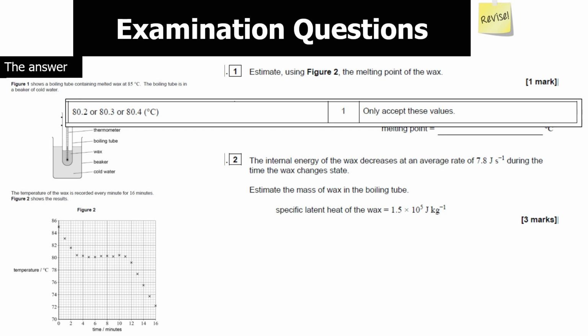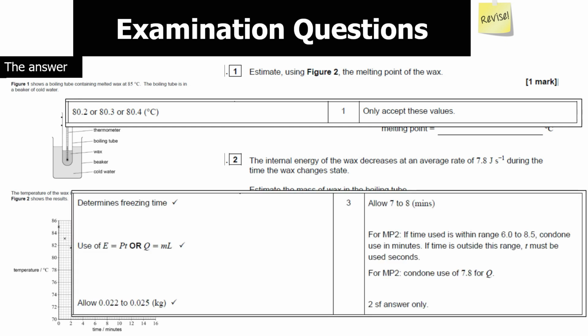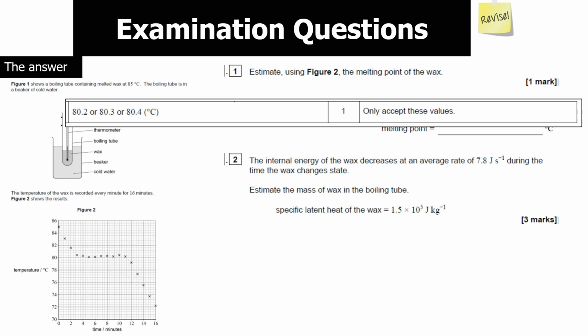Now the next one is we can use this to work out the mass of the wax in the boiling tube, because the latent heat is the amount of energy per kilogram you need to melt it in this instance. So we can say that Q equals ml, and then we can also say E equals Pt. Now we know what the power is because it gives you in the question, because joules per second is power, it's a watt. So you do 7.8 times the time it needed to melt, so you can read it off the graph where it starts to have a flat line to when it finishes having a flat line.